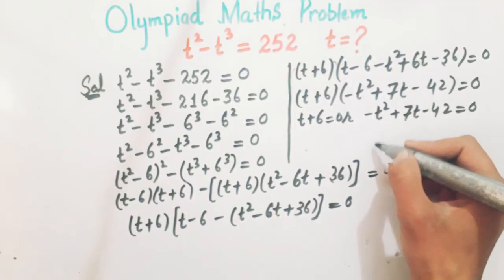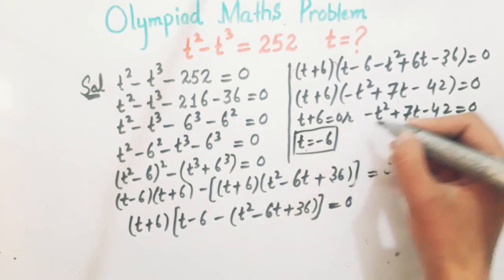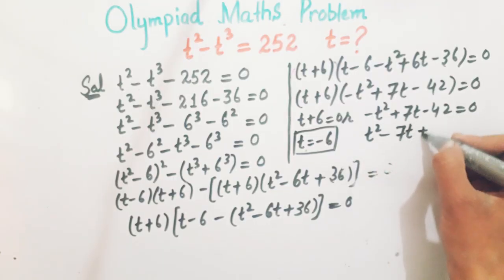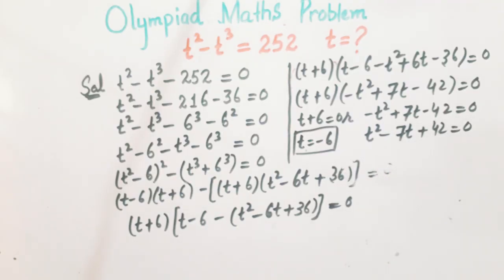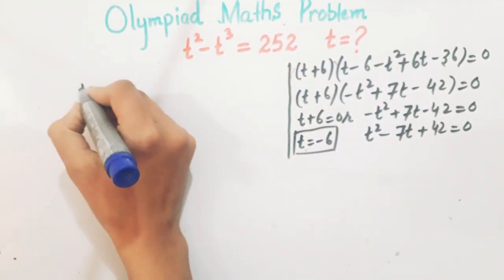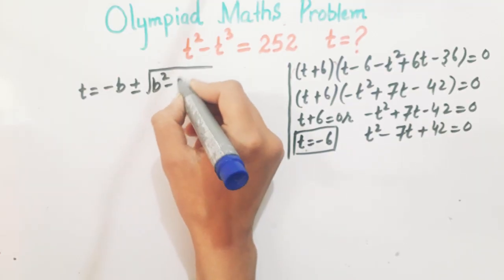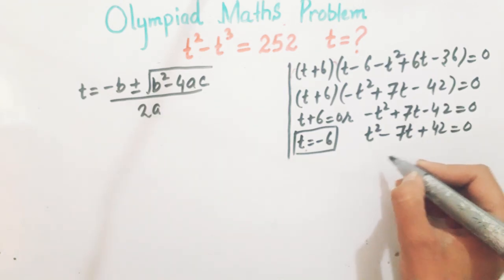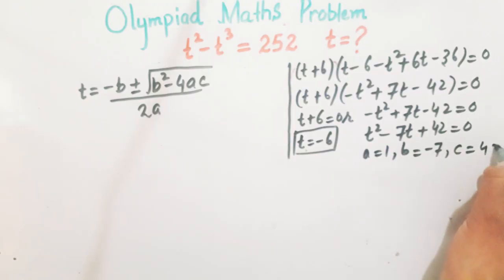We will arrange this again. From this we have the value of t, that equals minus 6. And now from this we will write this as t square, by taking minus as common, minus 7t plus 42 equals 0. Now on this we cannot make the factor, so we will apply the quadratic formula to find the value. So t equals minus b plus minus square root of b square minus 4ac divided by 2a, and here the value of a is 1, b is minus 7, and the value of c is 42.